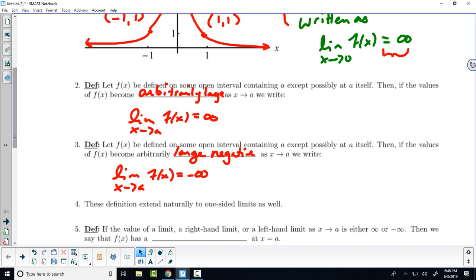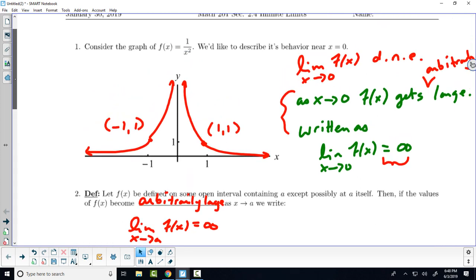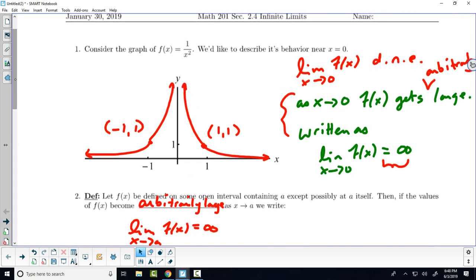So this is going to extend to right and left-hand limits as well. If I want to approach just from the right, I'd put a plus sign there. If I want to approach from the left, I'd put a minus sign there, just like we did in previous questions. One thing I just want to make sure you're taking away from this, we're still claiming that the limit doesn't exist, but we're doing a better job of describing how the function's behaving at that x coordinate.